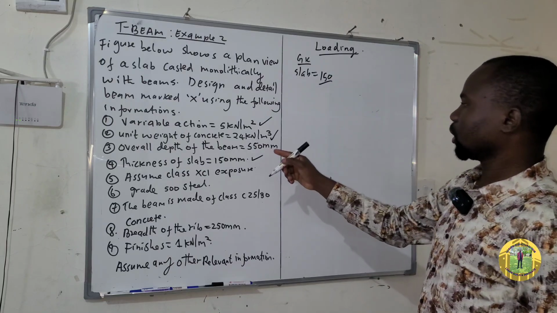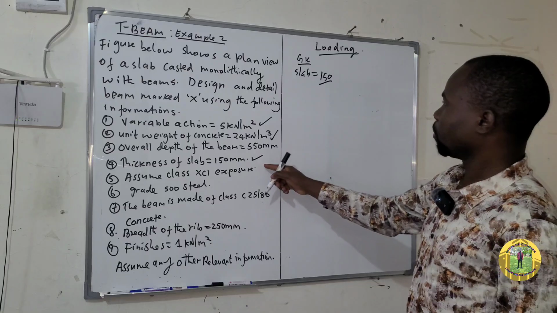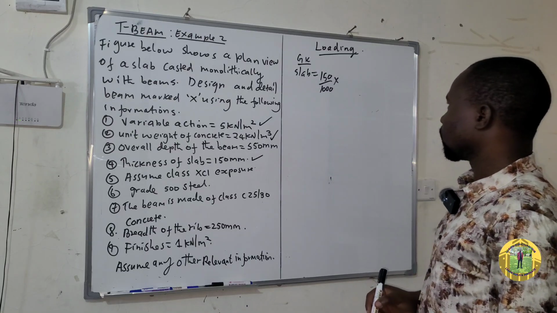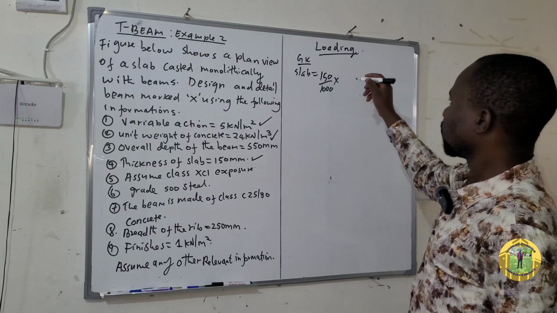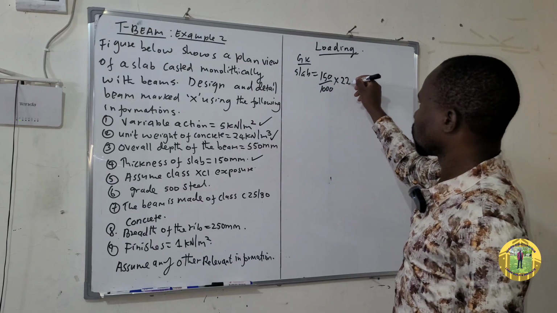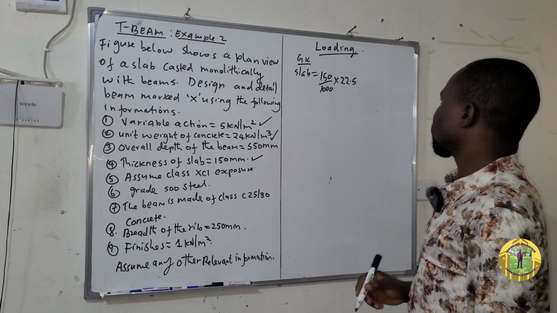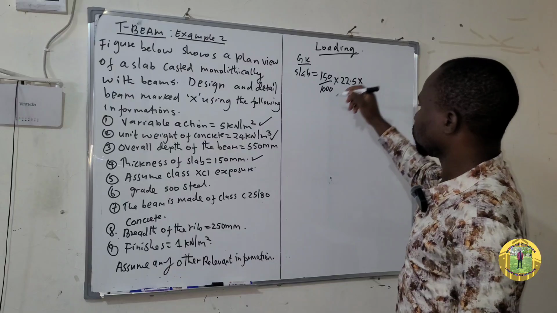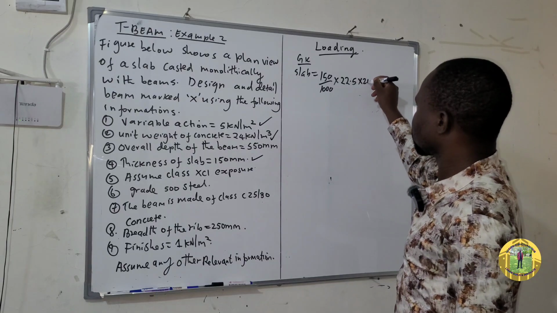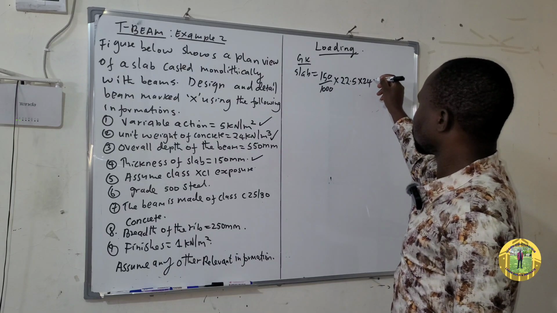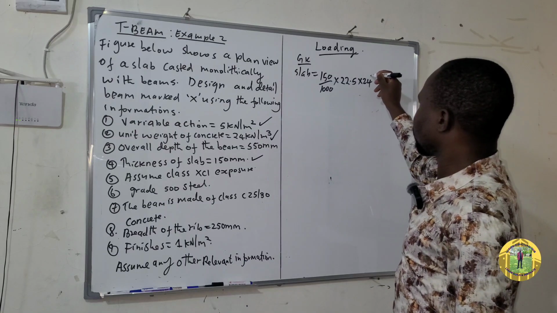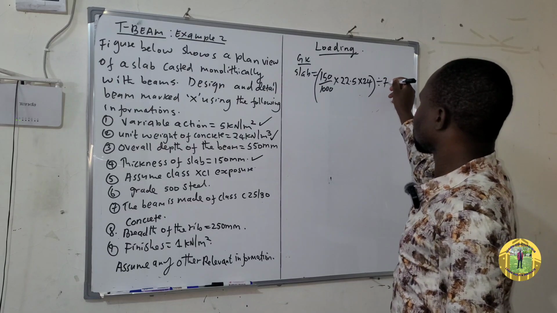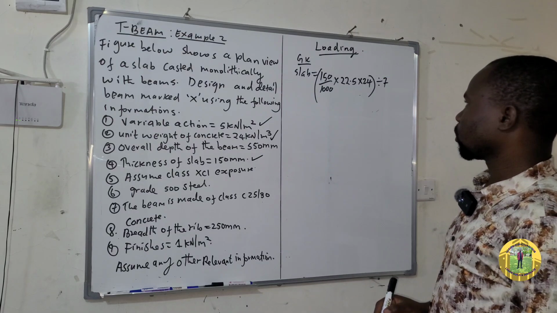Convert this 150 into meters, so divided by 1,000, times the area of the slab, which is 22.5 meter cubic, and then times the density. Density is 24. Then you divide everything by 7, like that. Let me show you the conversion.